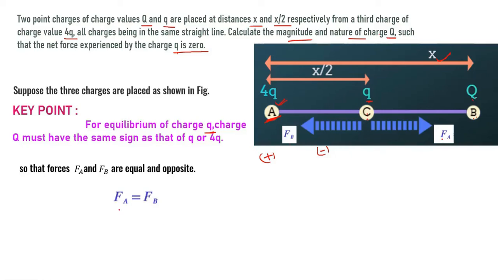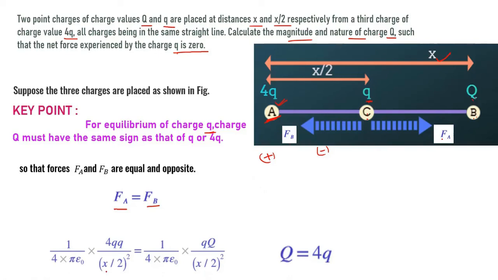Now again, according to our key point condition, FA must be equal to FB. Now we have to put in Coulomb's law. What is that? The distances are x by 2 and x by 2. We have to put the formulas over here. Both of them are at distances of x by 2 and x by 2, so like terms get cancelled out, and we get the magnitude of capital Q as equal to 4q. So here the concept we dealt with is the condition based on equilibrium forces, based on which we have found the sign and the magnitude of the charge.